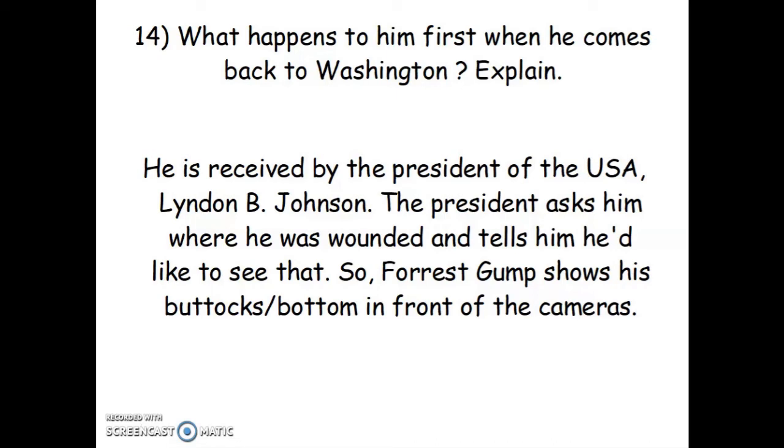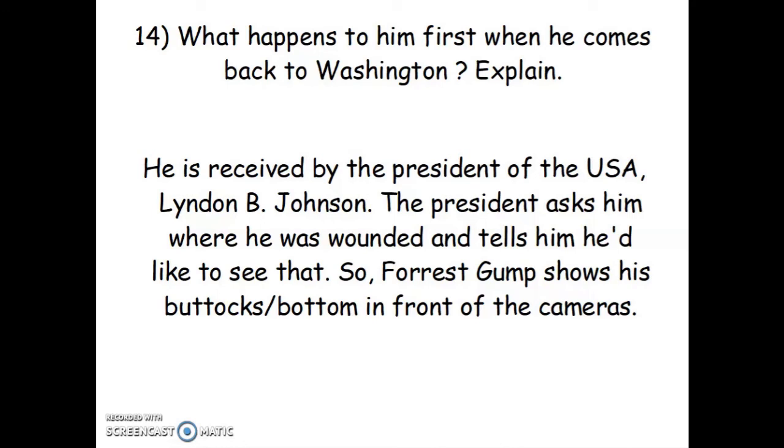And what happened? So here the President asks him where he was wounded. He tells him that, well, just to be polite, okay? And he tells him he'd like to see that. That is not in the real meaning of it, in the real sense of it. It is figurative. So he says that, right, that's incredible to see a wound, okay?